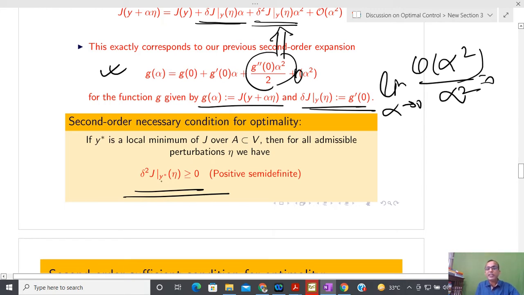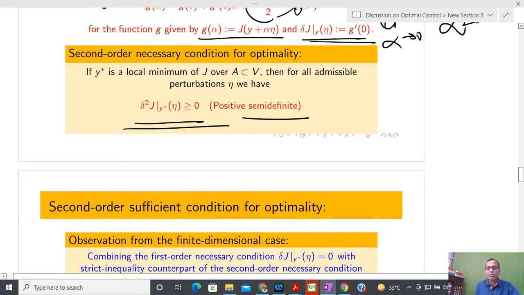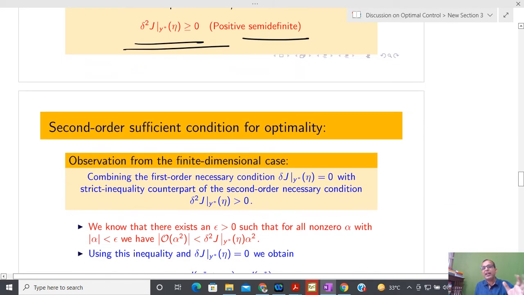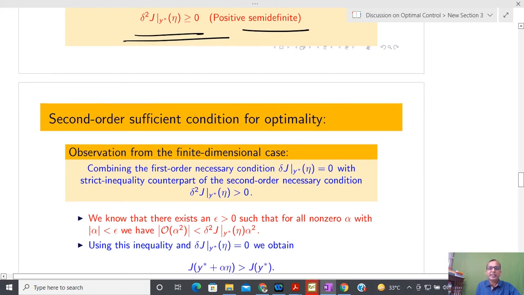Please be careful that here y star is a function. So whatever matrix comes into the picture, where functions are involved, at that time we have to check that it is positive semi definite. So again, similar to matrix theory, we are going to use it here. Now let us come to the sufficient condition.